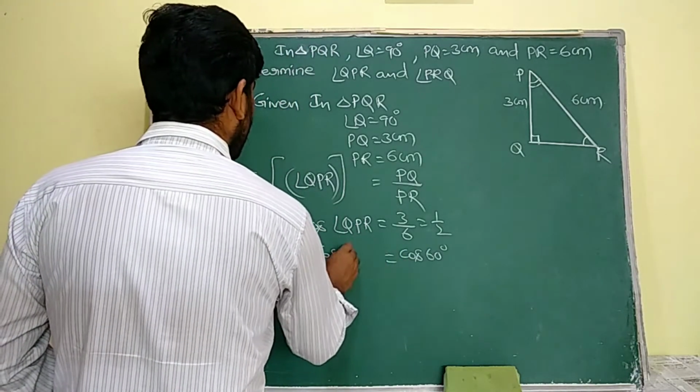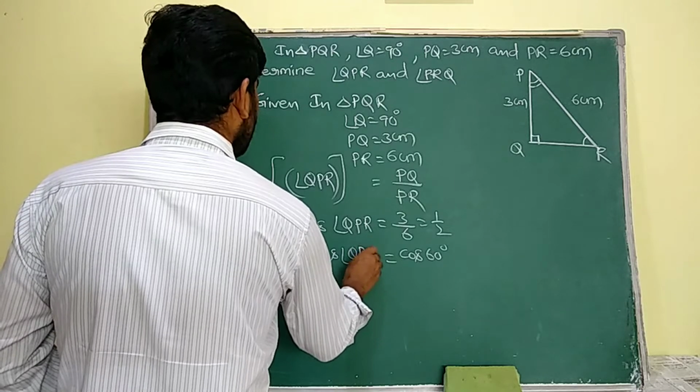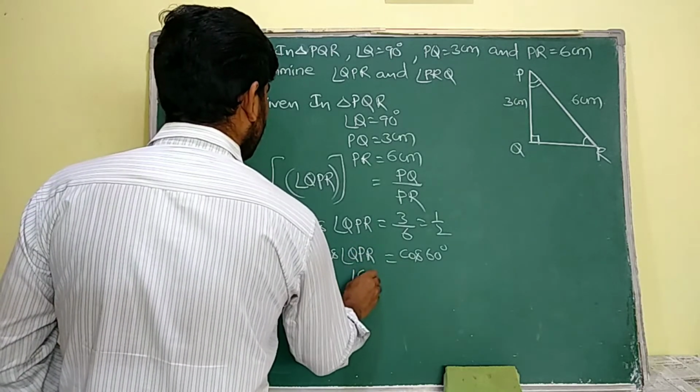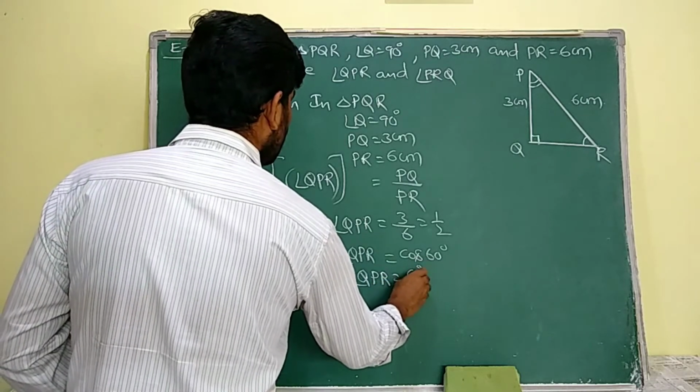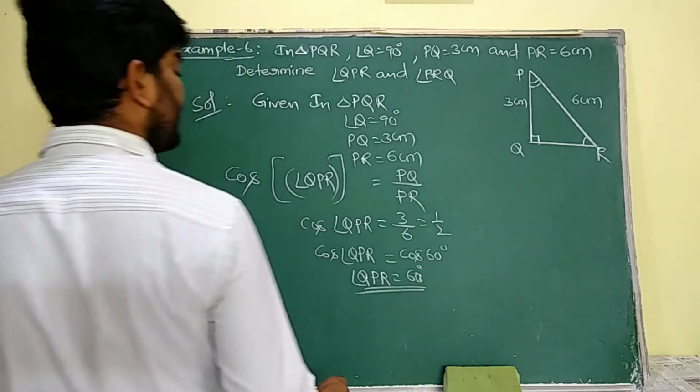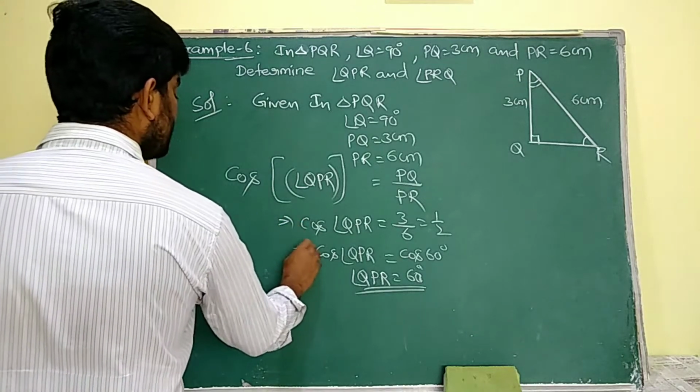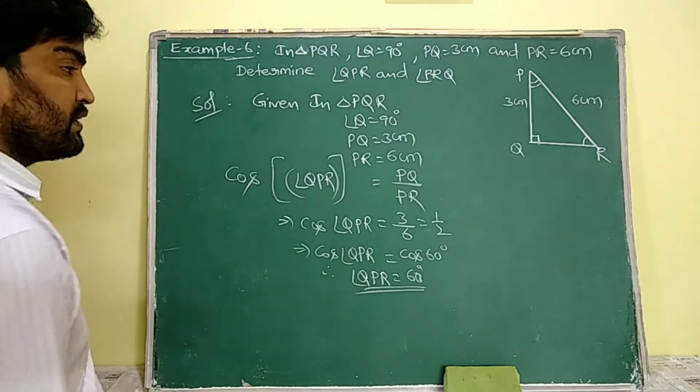So cos of angle QPR is equal to 60 degrees. Therefore, by comparing both sides, angle QPR is equal to 60 degrees. Okay, this is the value of angle QPR.